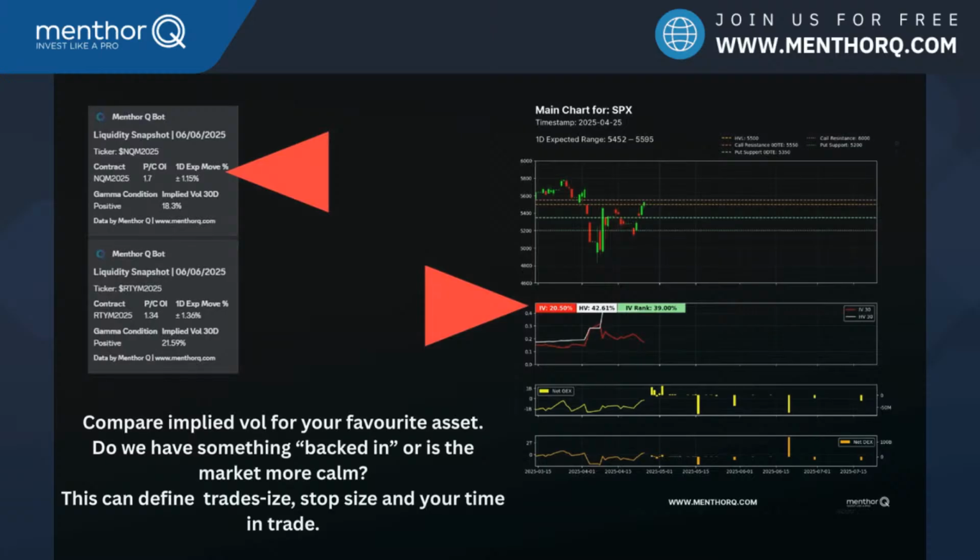All right, so let's step in here again. Implied volatilities for your favorite asset.